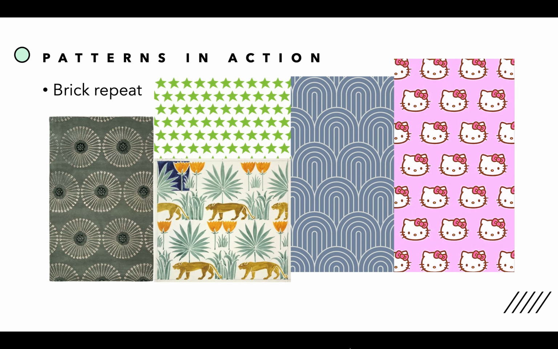So here we can see some different examples of brick repeat. We've got some nice Hello Kitty there, she's in a brick repeat, and even some of these extended wave shapes, they're still in a brick repeat. So it's really effective for throwing off the look of repeat. It doesn't quite look like it's mimicking itself straight away. They're nestled in amongst one another instead. It subverts and moves the eye around the print.